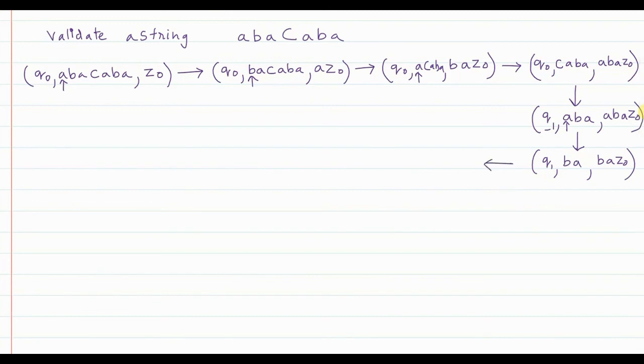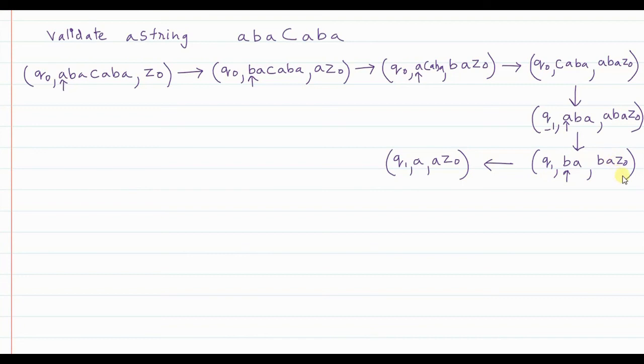Next, again when this B is encountered as the next input symbol, in state Q1 you again check the topmost element of the stack and the current input symbol. If they match, cancellation happens, and you remain in the same Q1 state. After cancelling B, what remains to be read is A, and the stack content now will be AZ0. So what has happened is this B has been cancelled out with this B.